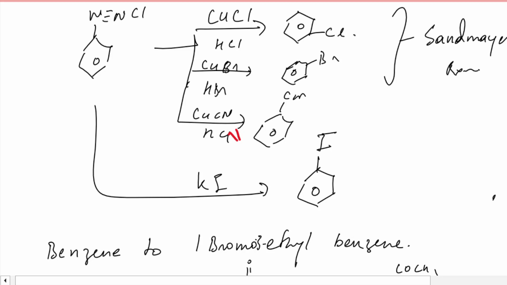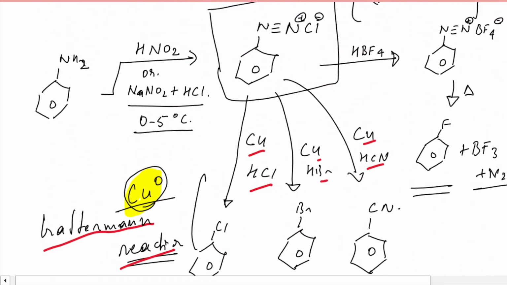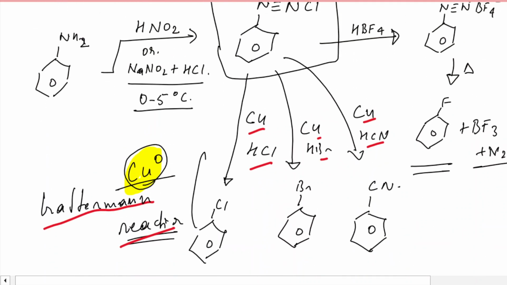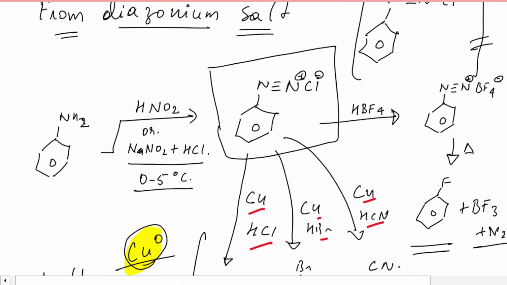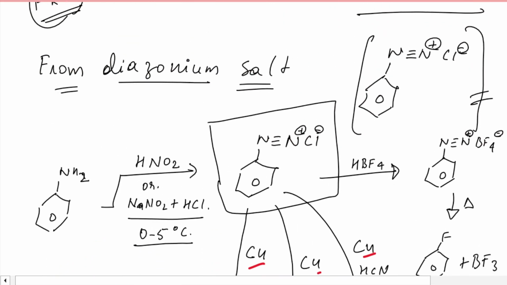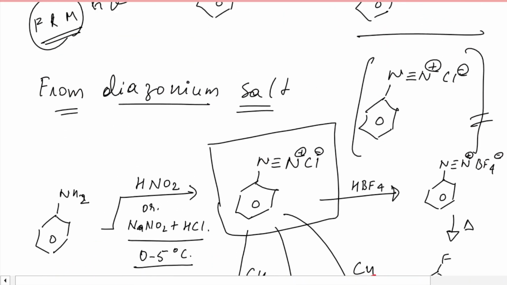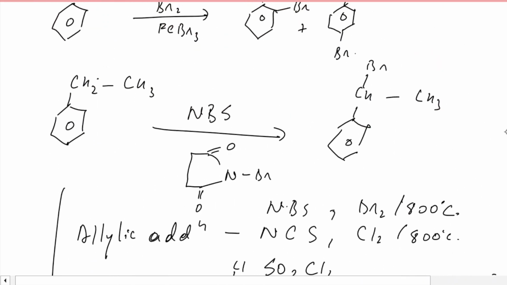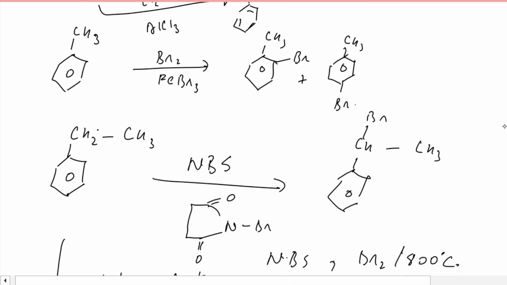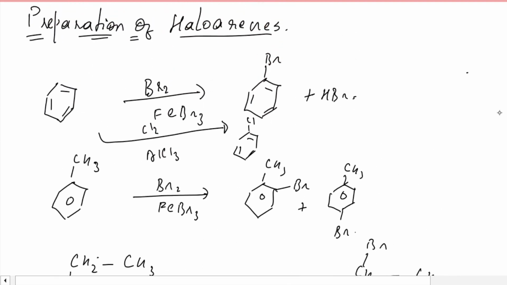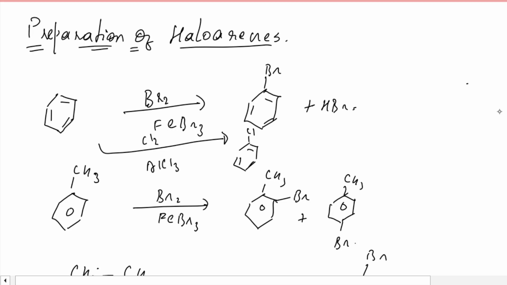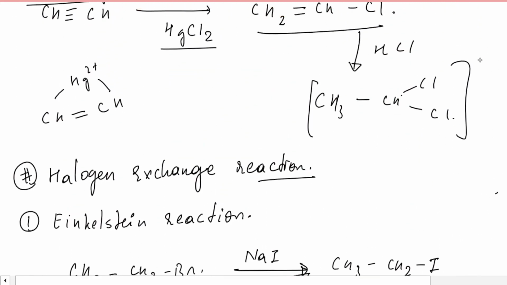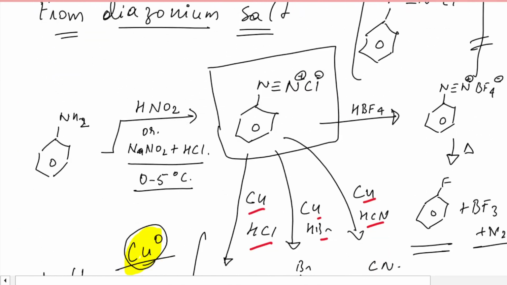Diazonium salt, if reacted with KI, then it yields iodobenzene. So this was regarding how we can prepare haloarenes. For preparing haloarenes, we need diazonium salt, or chloro and bromo compounds we can prepare directly by bromination, Br2 in the presence of FeBr3, or chlorination, Cl2 in the presence of AlCl3. So these are all the different methods for preparing haloarenes.